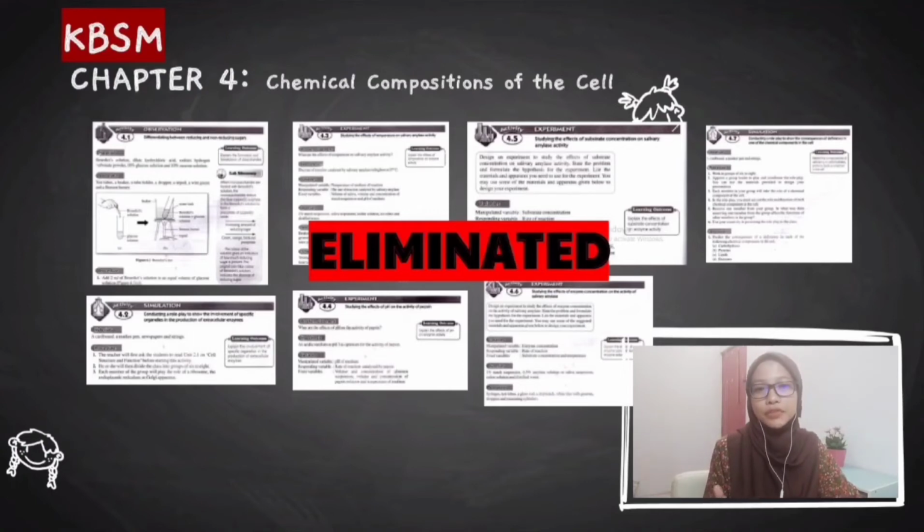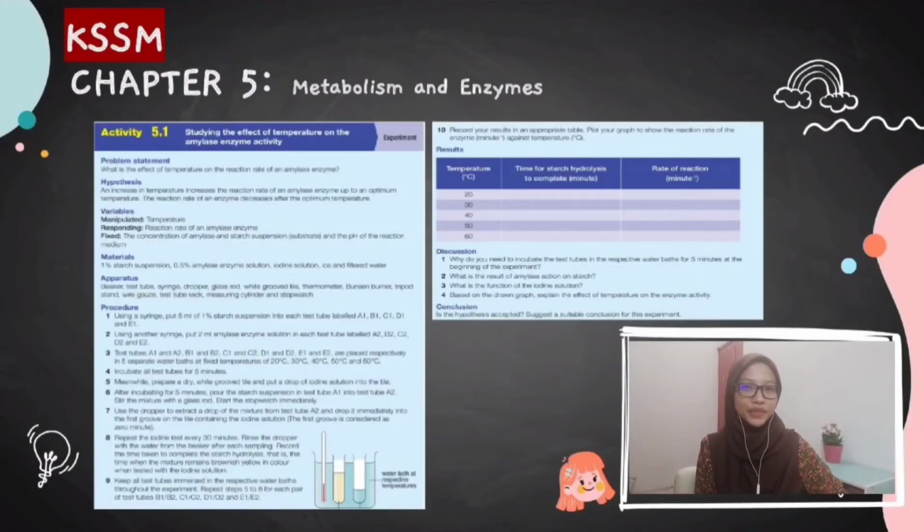Some of the experiments from Chapter 4 KBSM were put under other chapters of the KSSM textbook, such as in the chapter on Enzymes. Chapter 5 is a new chapter that is introduced in KSSM. According to my observation, there are 2 experiments for this chapter.